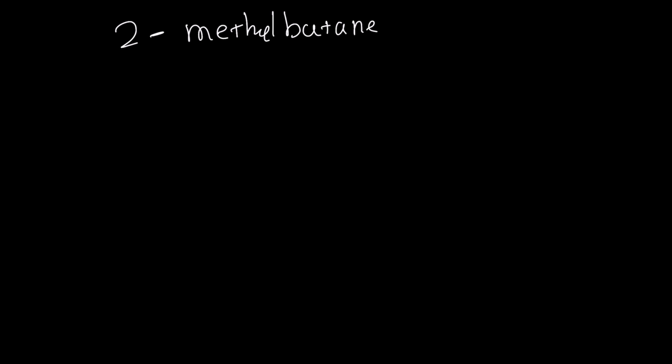Now, what if we have 2-methylbutane? Butane has 4 carbons, which looks like this. And then this methyl can be on this carbon if you count left to right, or it can be on this carbon if you count right to left. Either one would be correct.